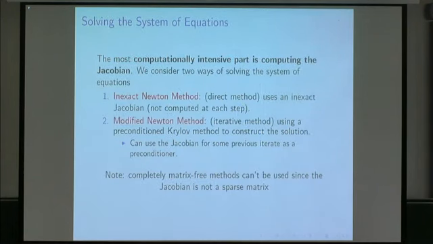Okay, so computing the Jacobian is the most computationally intensive part, and there are two ways of dealing with that: either using an inexact Newton's method or a modified Newton's method. A modified Newton method is an iterative method, and an inexact Newton method is a direct method, but you don't compute the exact Jacobian. We've tried using these two things.